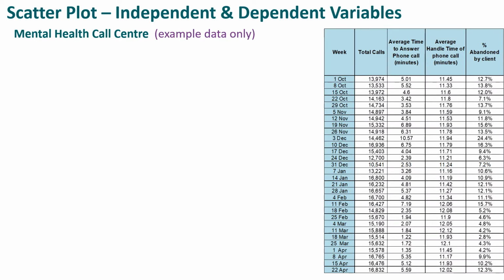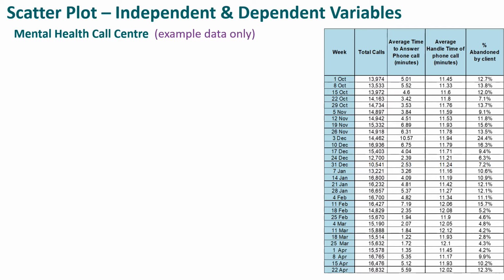I'd now like you to reflect on this table of data to the right. It's example data from a mental health call centre, in other words, a phone call centre. There are 4 continuous variables in this data set. The first variable is the total number of calls for the week.